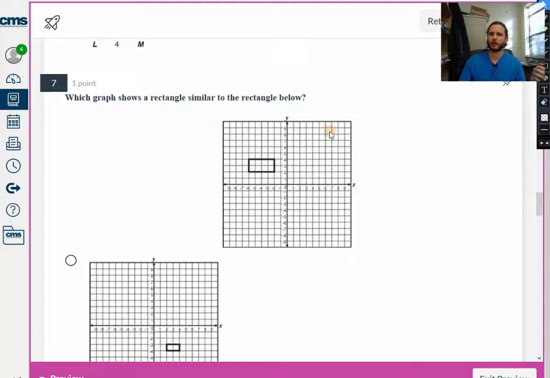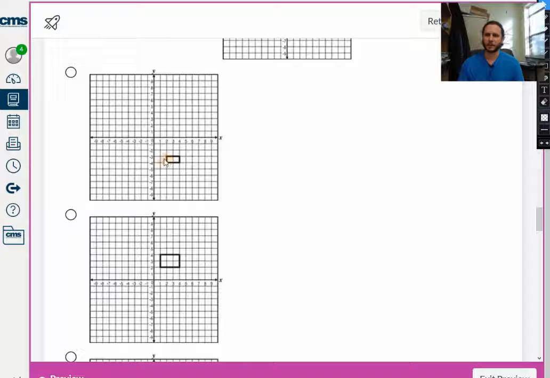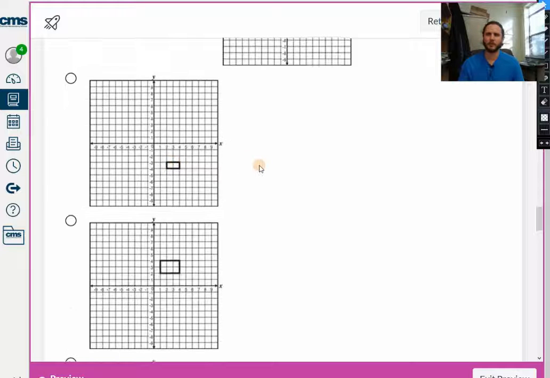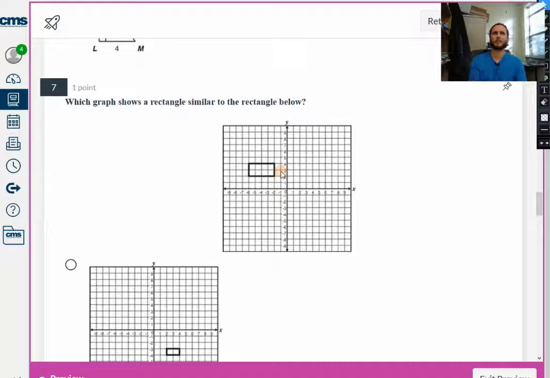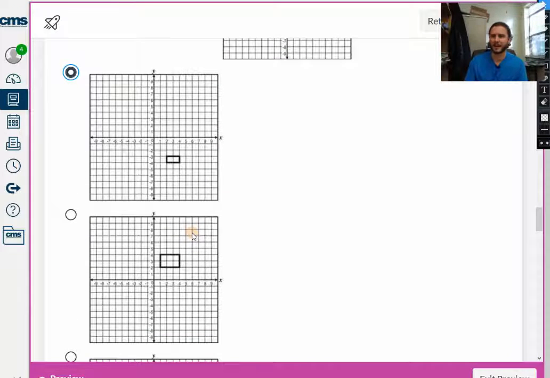So let's check our answer choices. This first one is 1x2. Well, if I took 2x4 and divided both of those by 2, that would work. That should give me a rectangle that is just 1x2. So theoretically, this should be the only answer. Let's just double check to be safe.